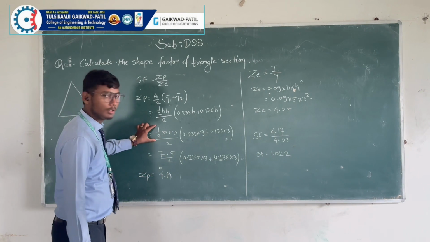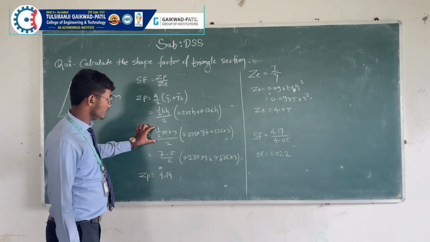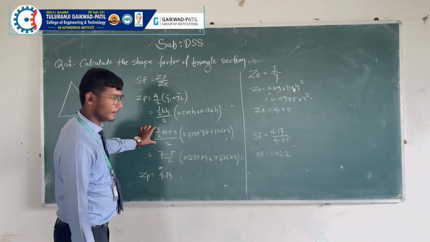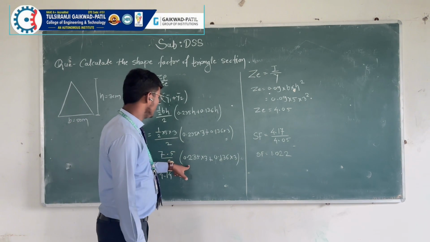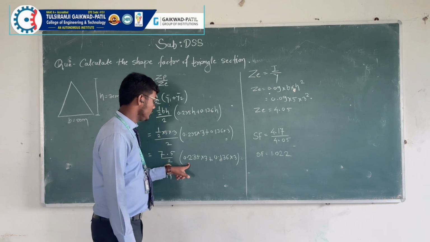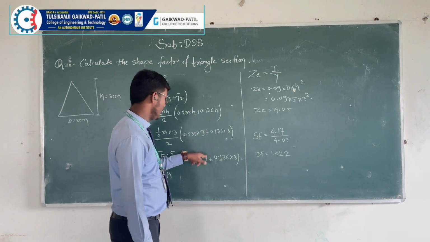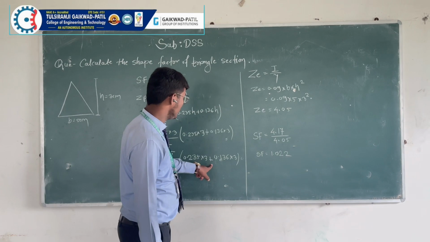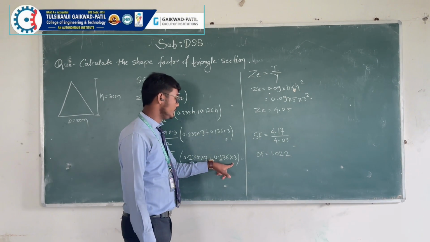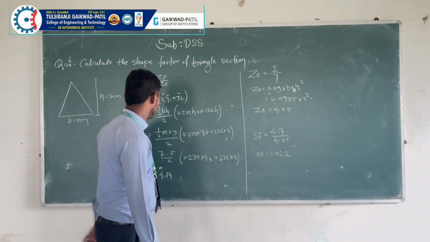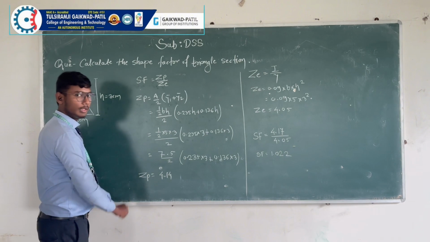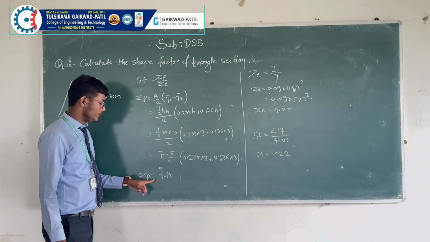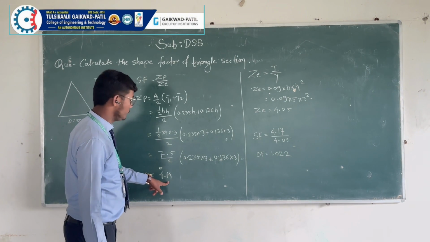Here we use the calculator for the numerical. Then y1 bar is 0.235 into height, which is 3 centimeter, then plus 0.136 into 3, where 3 is the height. Then we have the calculator value: Ze is equal to 4.14.